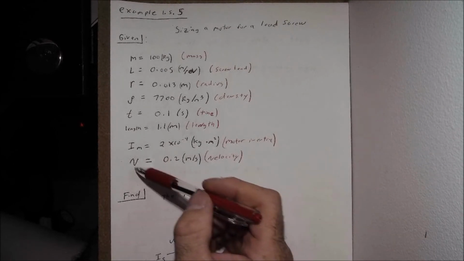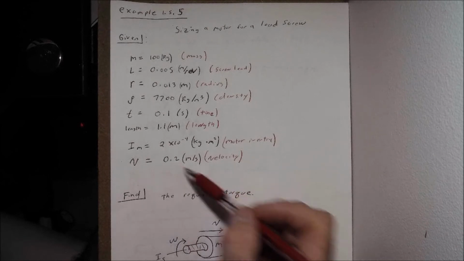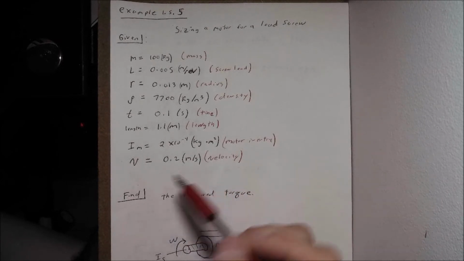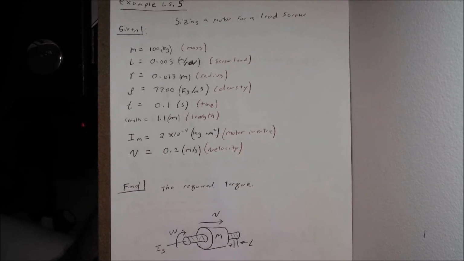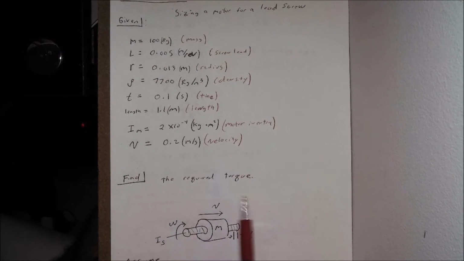I have my velocity here, v, is equal to 0.2 meters per second. So that's everything I have that's given to me in the problem statement, or given diagram if there was one. The next thing I want to do is figure out what they're asking me to solve for. What they're asking us to solve for in this problem is the required torque. So our T value here for torque.